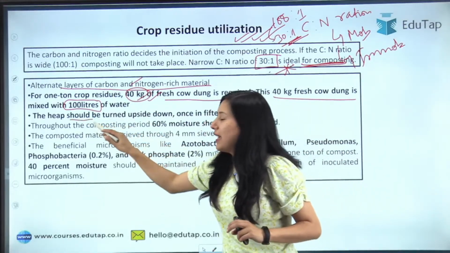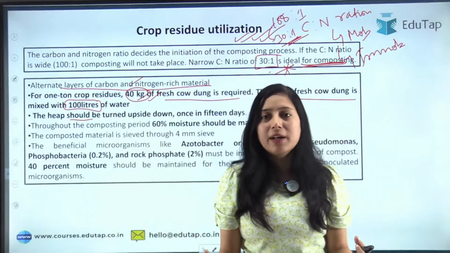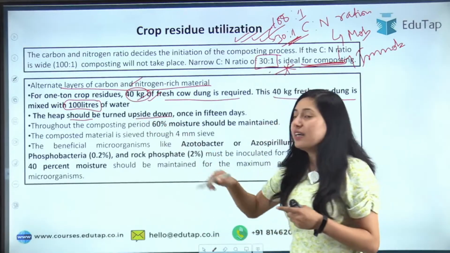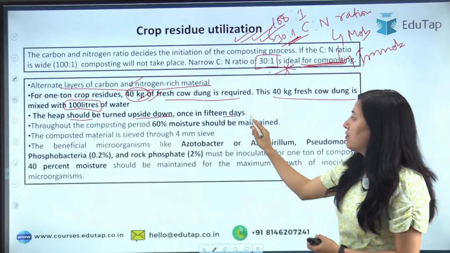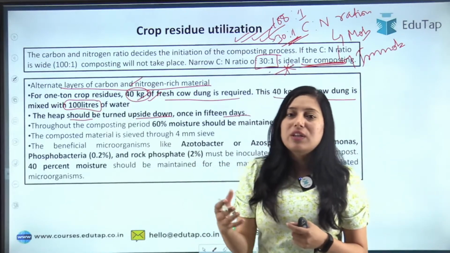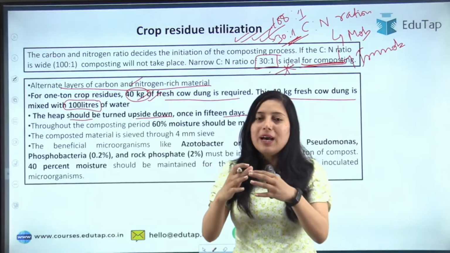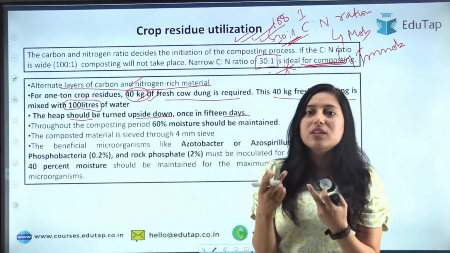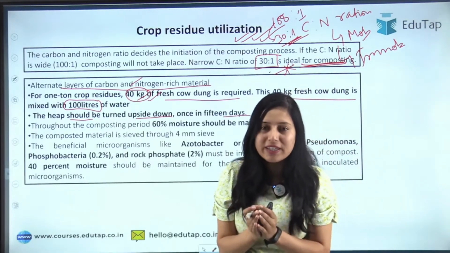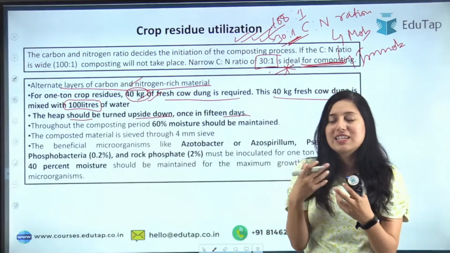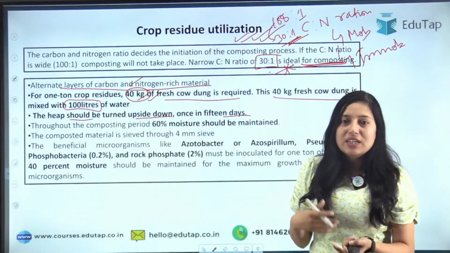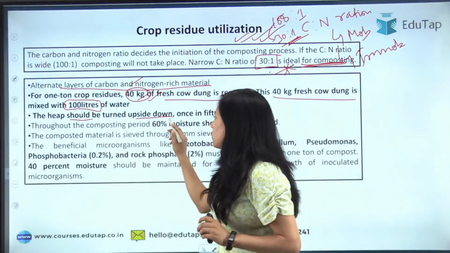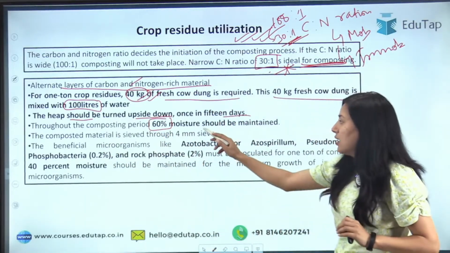Now a heap is formed, a heap type of structure is made, and it requires regular churning, regular aeration. So it is turned upside down for this aeration condition. Once in 15 days it is turned, so that there is air circulation, because in a heap there will be a decomposition process and it will generate heat that can impact the organisms doing the composting, and there can also be anaerobic conditions. We do not require that. So to facilitate aeration, we will turn the heap within 15 days. And throughout the composting period, we have to maintain 60% moisture in that heap.